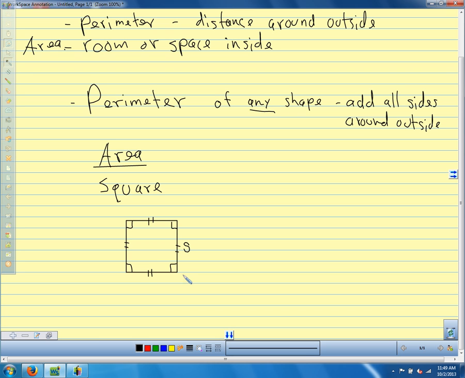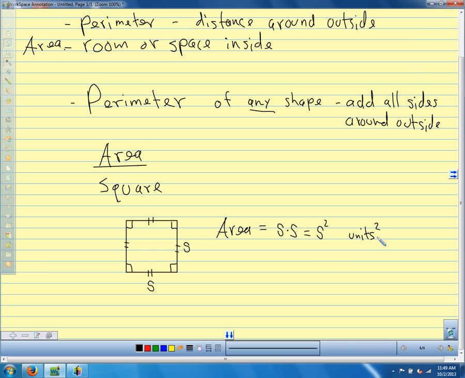What is it? Length times width, or base times height, something like that? Well, if this side is S, what is this side? S. So if we did length times width, what would we get? Area equals S times S, and we can write that as S squared. And our units for area are always going to be units squared.